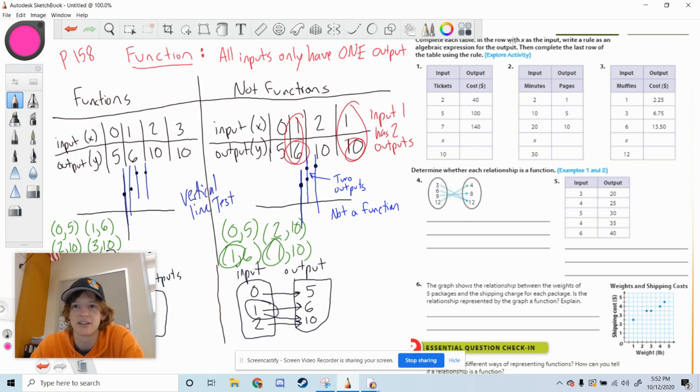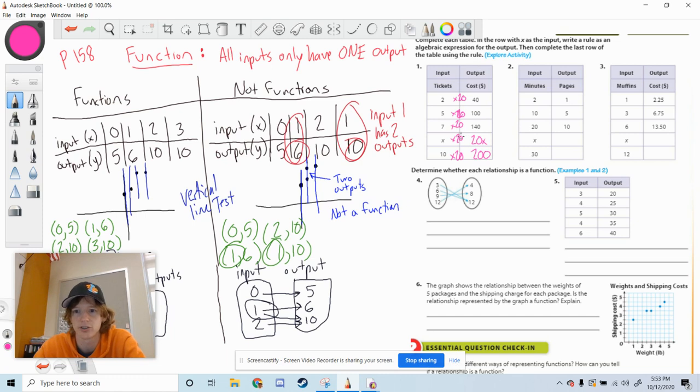So we have complete each table in the row with x as the input. So here, write a rule. Looking at this, we're going 2 to 40, 5 to 100. I can see this as times 20, times 20, times 20. So this is proportional. Times 20 and times 20, right? So this is going to be 200. 10 times 20 is 200. And then 20 times x is just 20x.